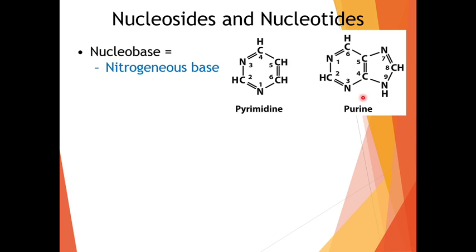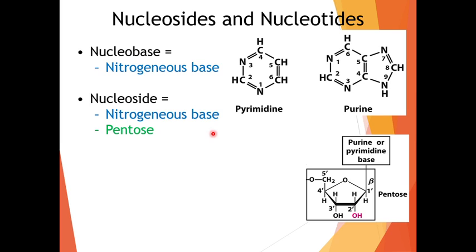Purine is a two-ring system with a six-membered and a five-membered ring attached together, and it has four nitrogens. As you can see, the numbering starts from the N1 and continues throughout the ring, and then number 7 starts from the nitrogen of the five-membered ring.